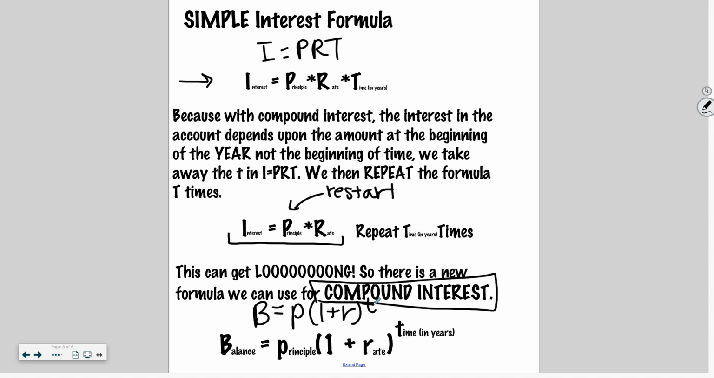So this one gives us the balance equals the principal times 1 plus the rate, to the power of the time in years. And once again, I'll give you an example so you don't have to freak out. But this balance formula is the one that I would rely on because it's only one step, rather than 25 or however many you'd have to take with the other. But I will still show you how to do both so that you have that option.